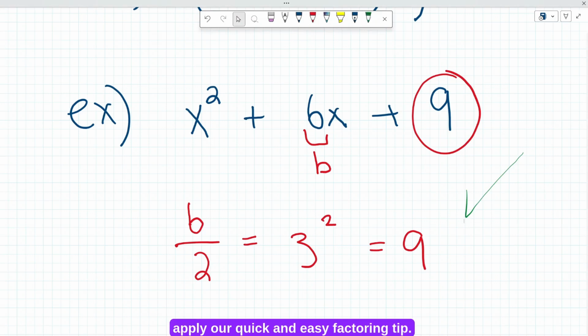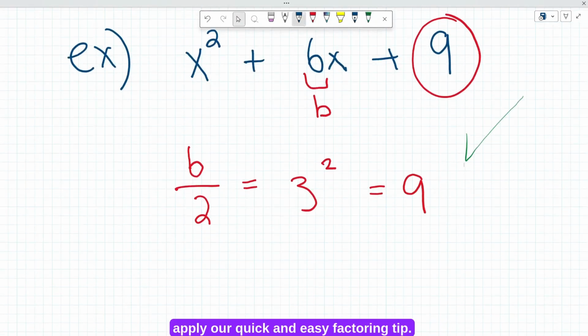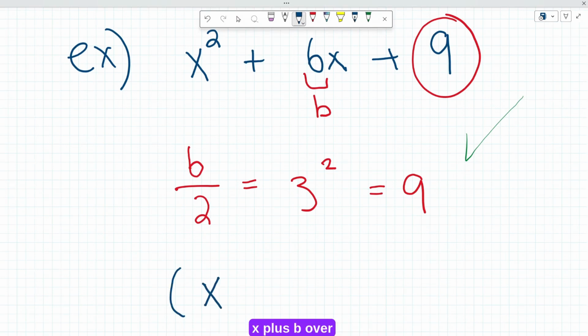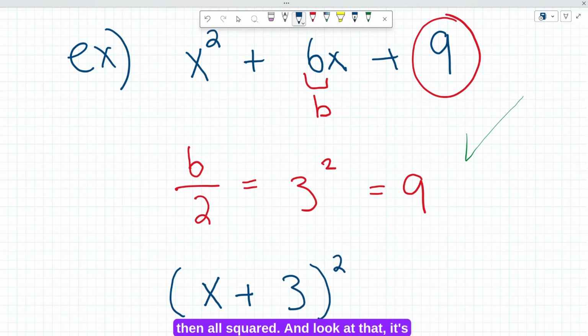Now we can apply our quick and easy factoring tip. So all we have to do is take our x plus b over 2, which equals 3. So x plus 3, and then all squared. And look at that, it's factored.